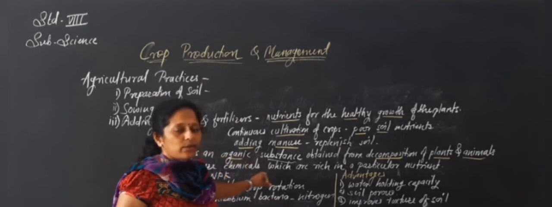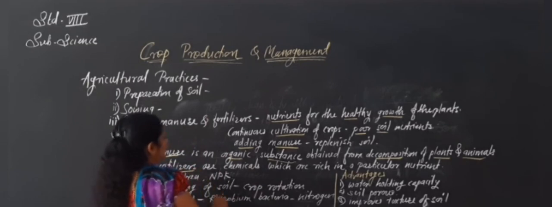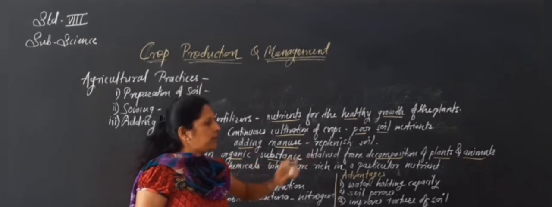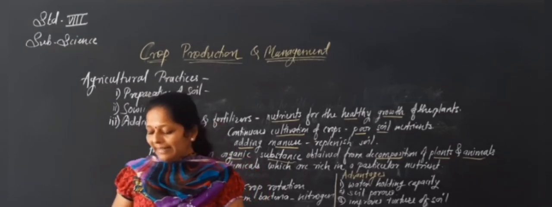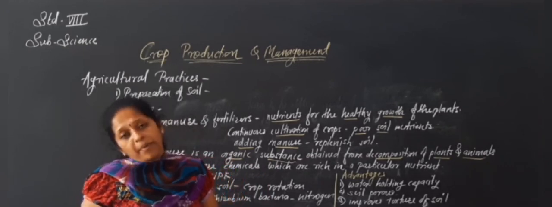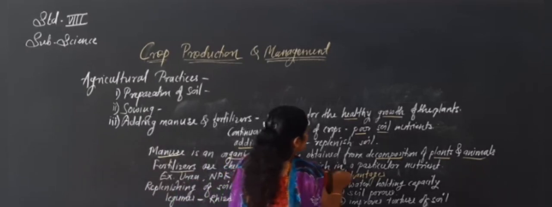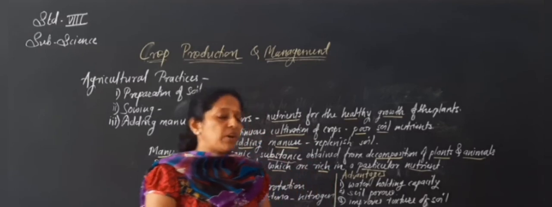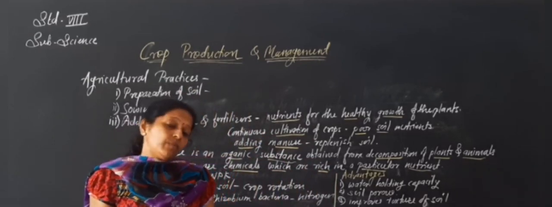But before that, we are going to see the fertilizers, then we will see the activity. Manures are organic substances obtained from the decomposition of plants and animals. What are fertilizers? Fertilizers are chemicals which are rich in a particular nutrient. Which nutrient do you need? You need nitrogen, phosphorus, or potash. Those types of nutrients are present.